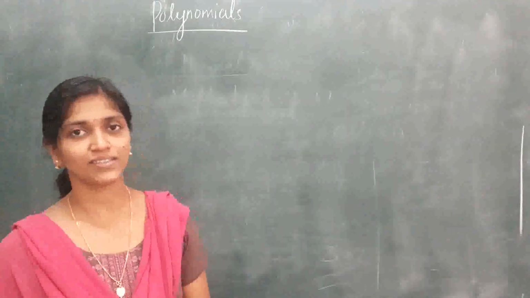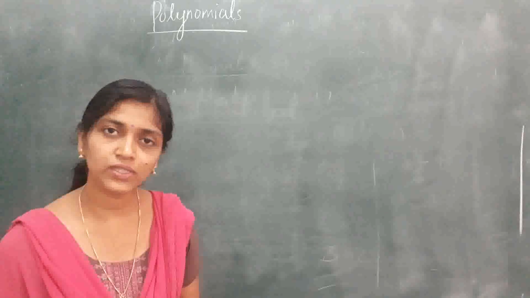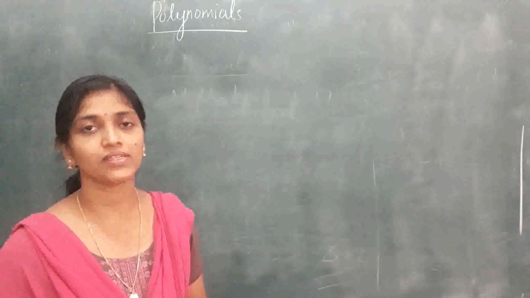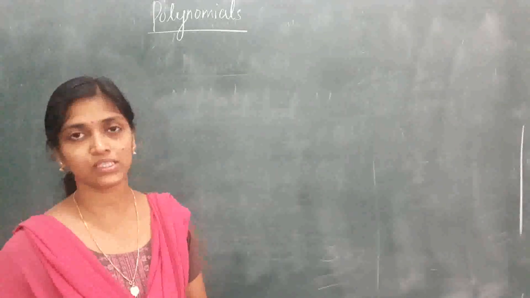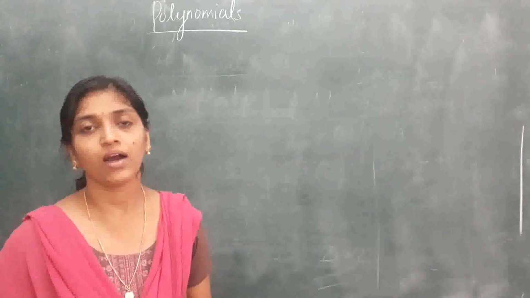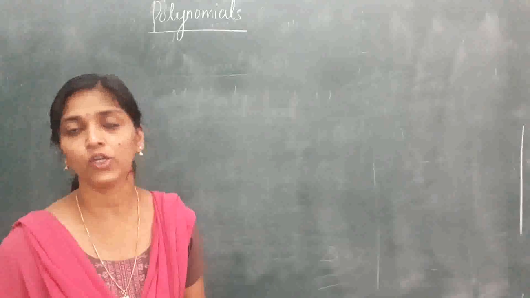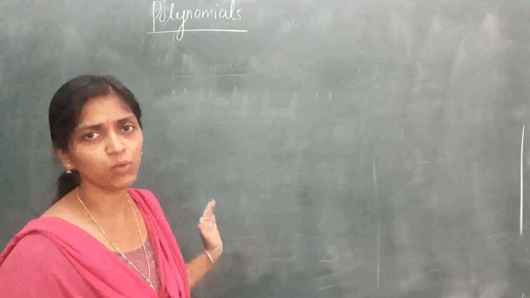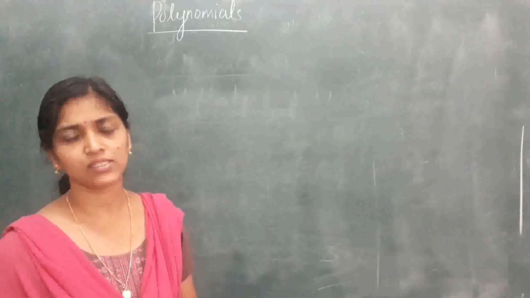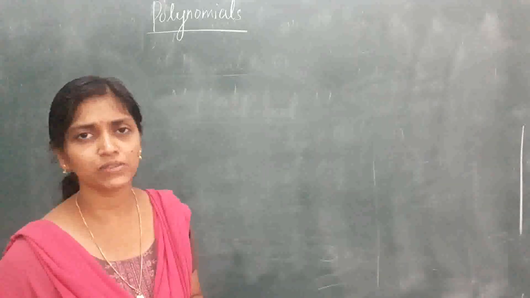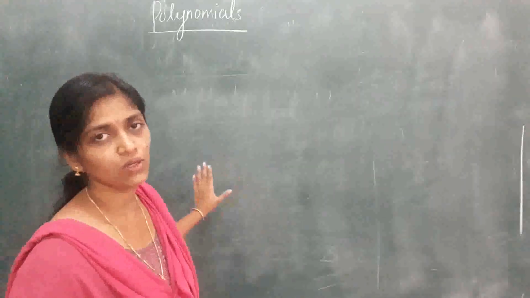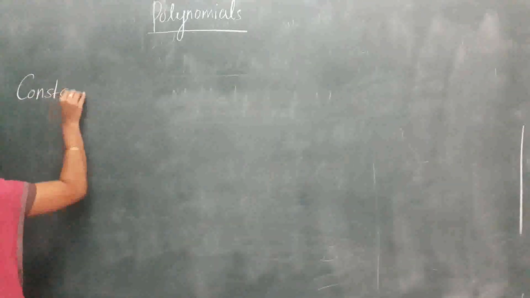Good morning children. In the previous session we have seen what a polynomial is, and what type of polynomials we are studying. We are studying only polynomials in one variable in this chapter, and we have also seen what the degree of a polynomial in one variable is. In this section we will study a little more about polynomials itself, certain terms and certain types of polynomials. The first we are going to study is the constant polynomial.